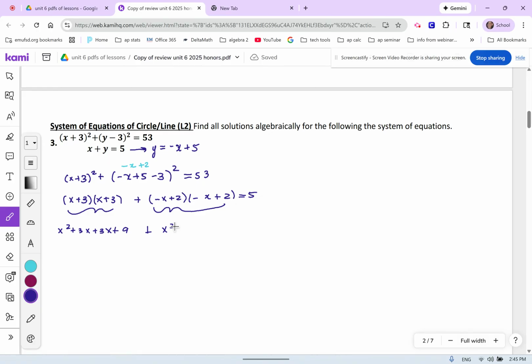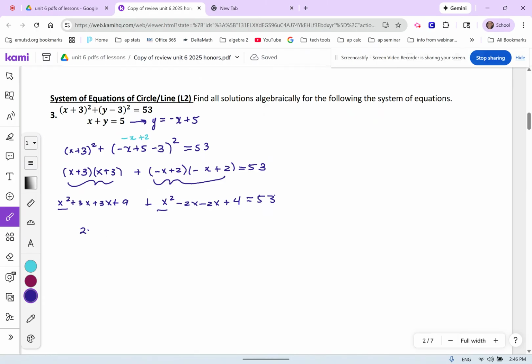This one becomes x squared minus 2x minus 2x plus 4, and that's equal to 53. I combine like terms, and when I do that, I get 2x squared, the 3x and the minus 2x is equal to positive 2x. The 9 and the 4 is equal to 13.